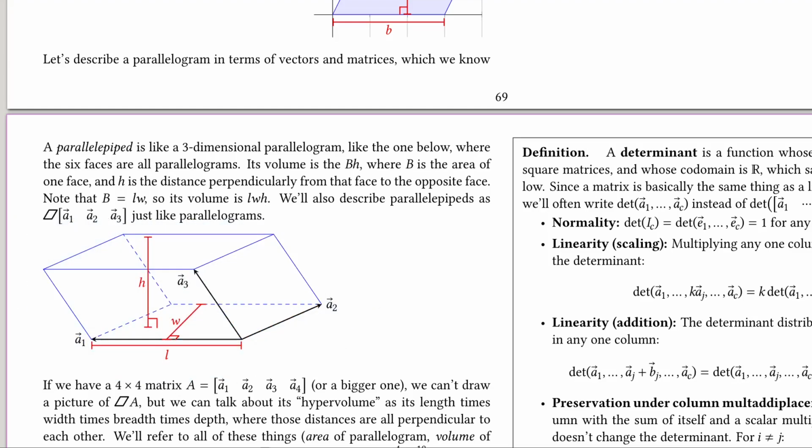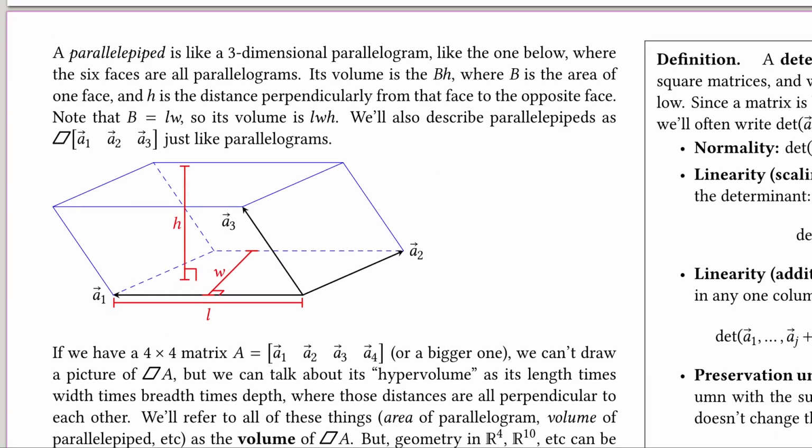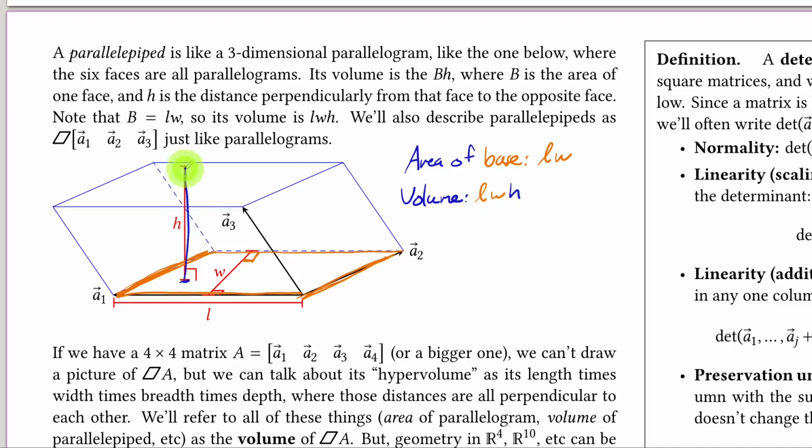Now to get the volume of this, you would take the area of the base. Let's say the base is this one on the bottom. That's going to be the length times the width. And that width is drawn in a way that makes it perpendicular to the A1 vector. So that's just a regular parallelogram. But then to get the volume, it's like how far do you go into the third dimension perpendicular to that? And that's going to be the area of that base times the height here. And that also needs to be perpendicular to the other side.